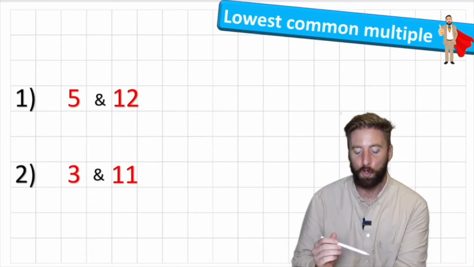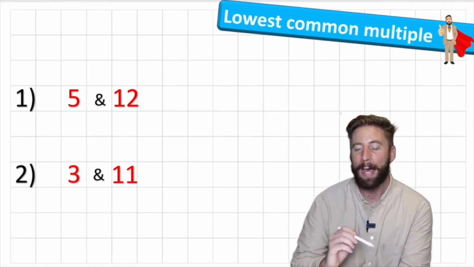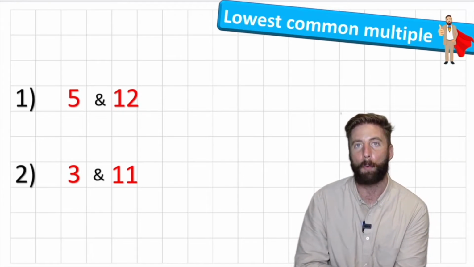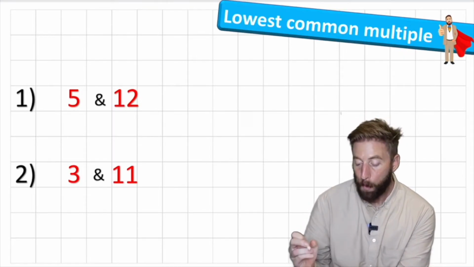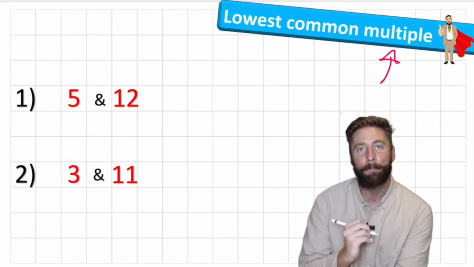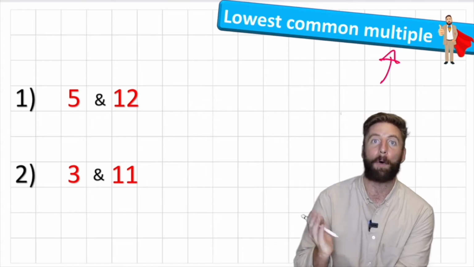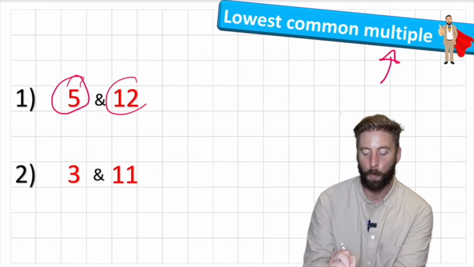Okay, we're going to look at these 2 questions, 5 and 12 and 3 and 11. But before we do that, let's first think about what lowest common multiple means. And let's think about it word by word. So multiple. A multiple means any number that is in the multiplication table of our given number, the number that we're discussing, in this case 5 and 12.